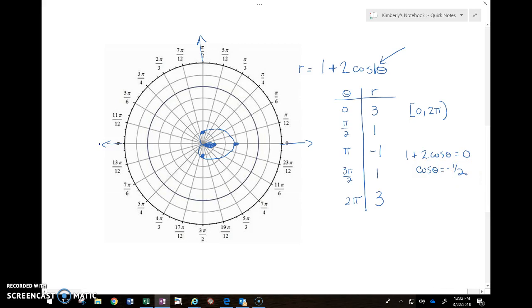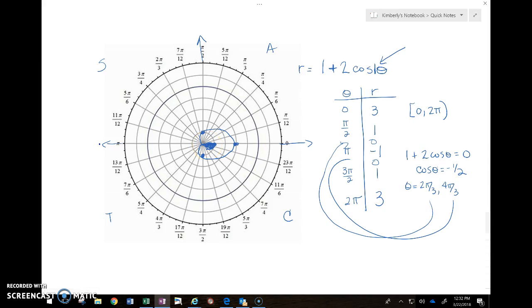So what values of cosine are negative? Hopefully you remember, all students take calculus: second and third quadrants. So theta would be 2 pi thirds and 4 pi thirds. If we had actually included these in the appropriate spot in our T-chart, you would have gotten 0 and 0. So from 2 pi thirds to 4 pi thirds, you get this lovely little loop. And from that, later on, I'll teach you how to find the area just inside the loop.